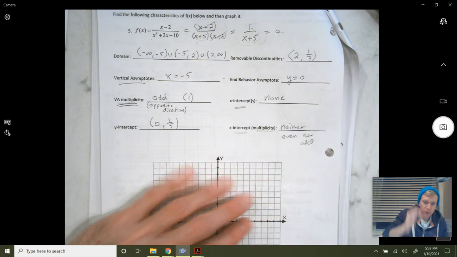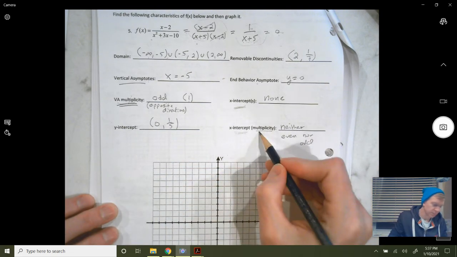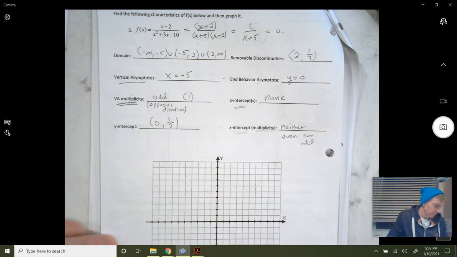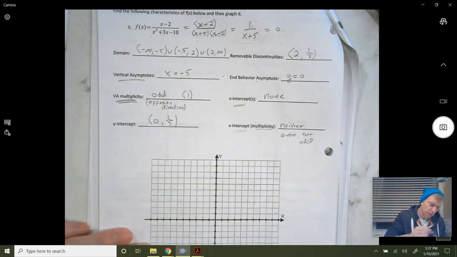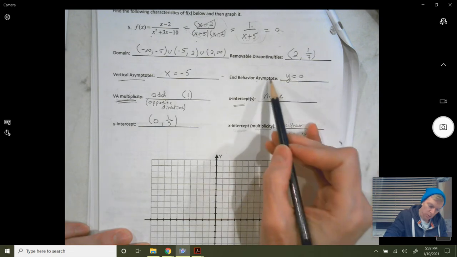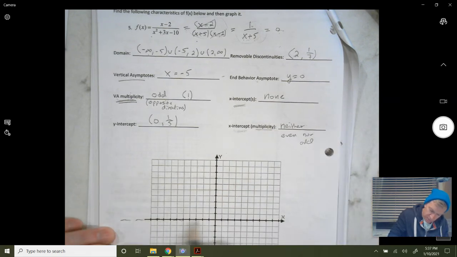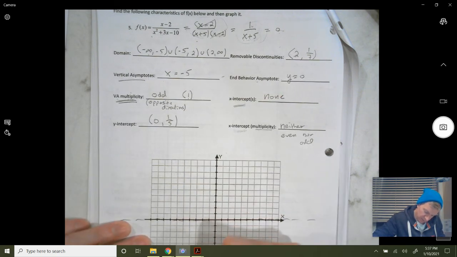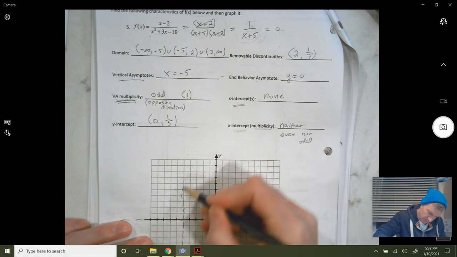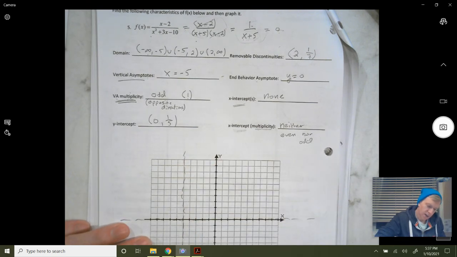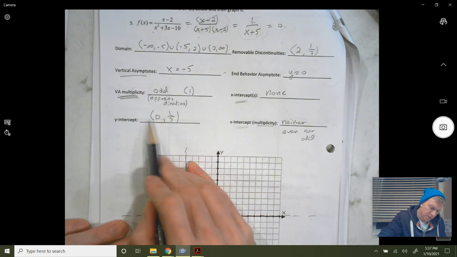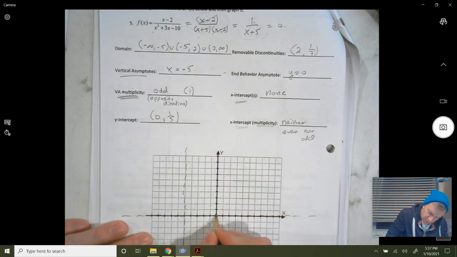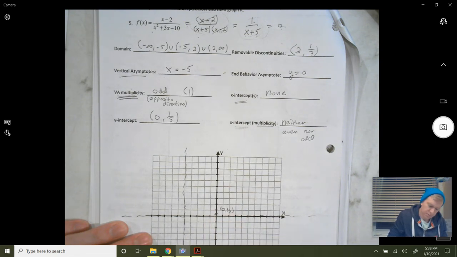Okay, in the next problem, we're going to see what it means when you have a multiplicity here for your x-intercept. Okay, so let's graph. I like to start with my asymptotes. So y equals 0 is an asymptote. x equals -5 is an asymptote. Okay, and then your y-intercept is (0, 1/5). What else?